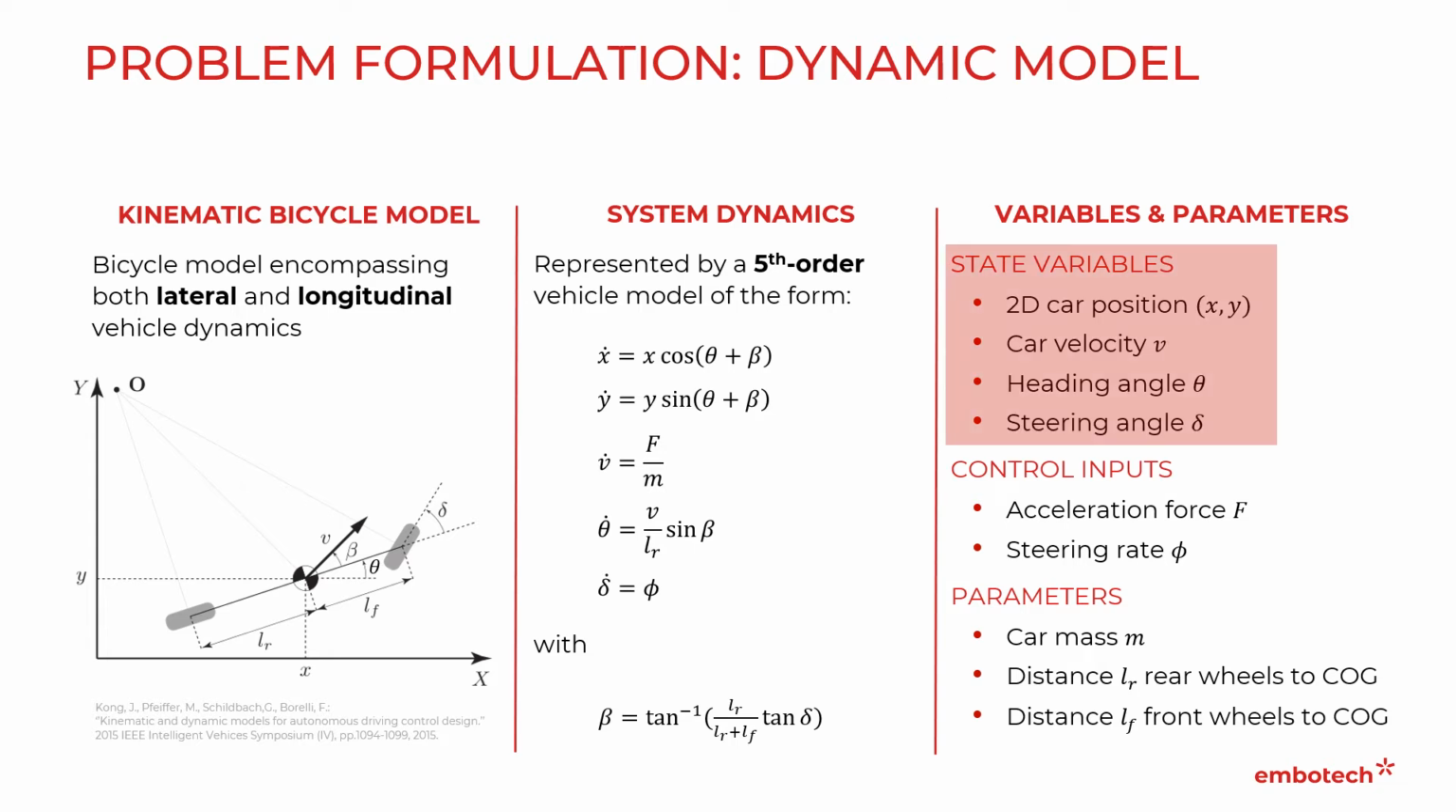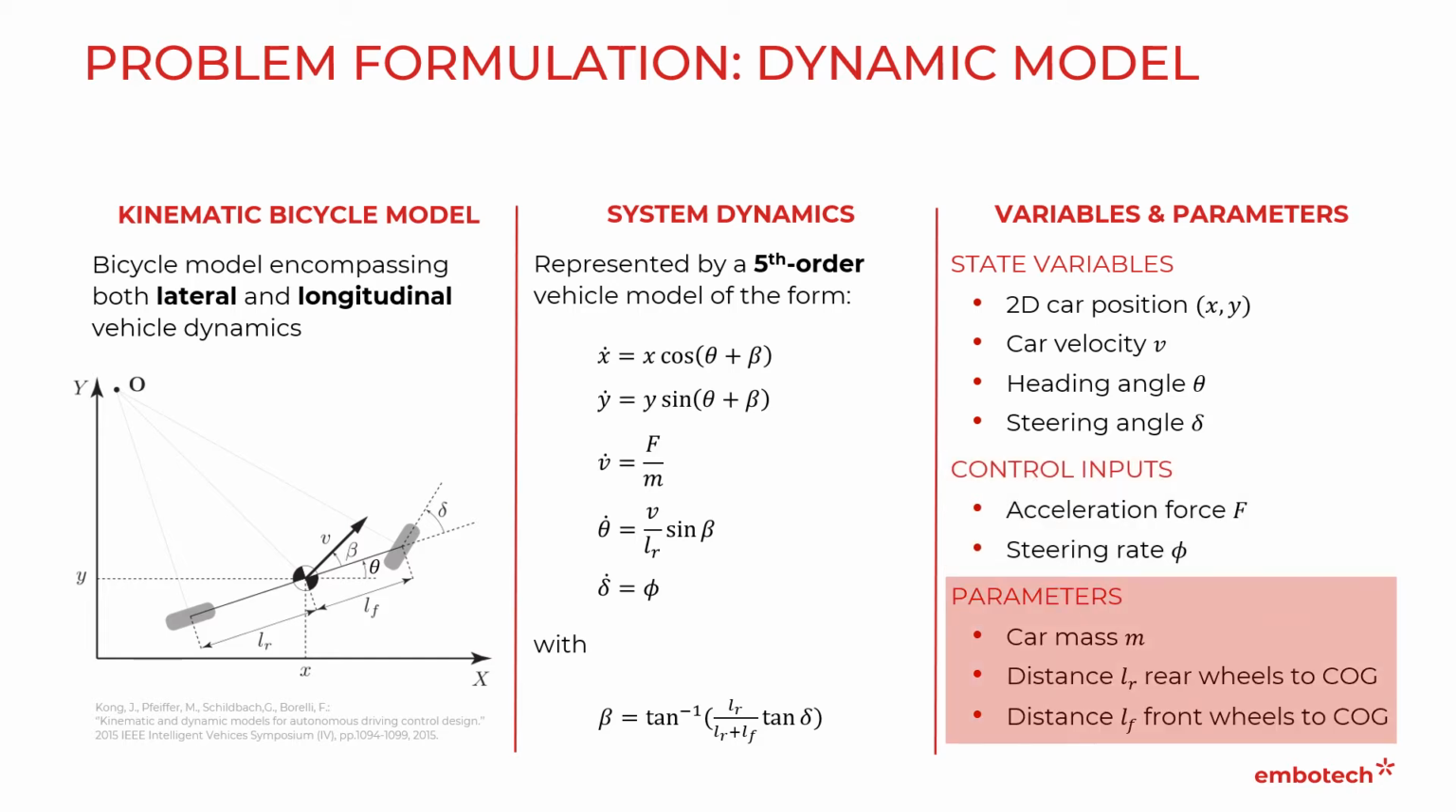The system dynamics are therefore represented with a fifth-order nonlinear model, with state variables being the 2D car position in Cartesian coordinates, car velocity, heading, and steering angle. The control inputs are the acceleration force and steering rate, while the parameters are the car mass and distances from rear and front wheels to the center of gravity.